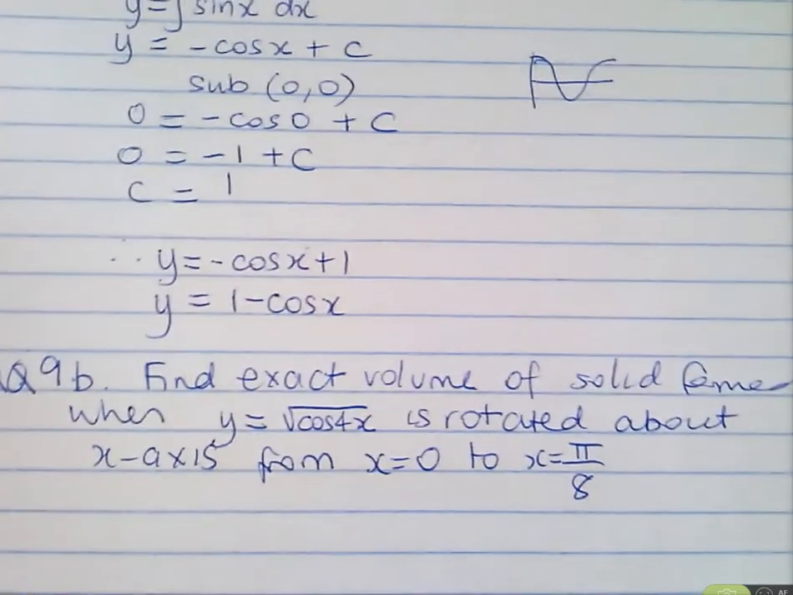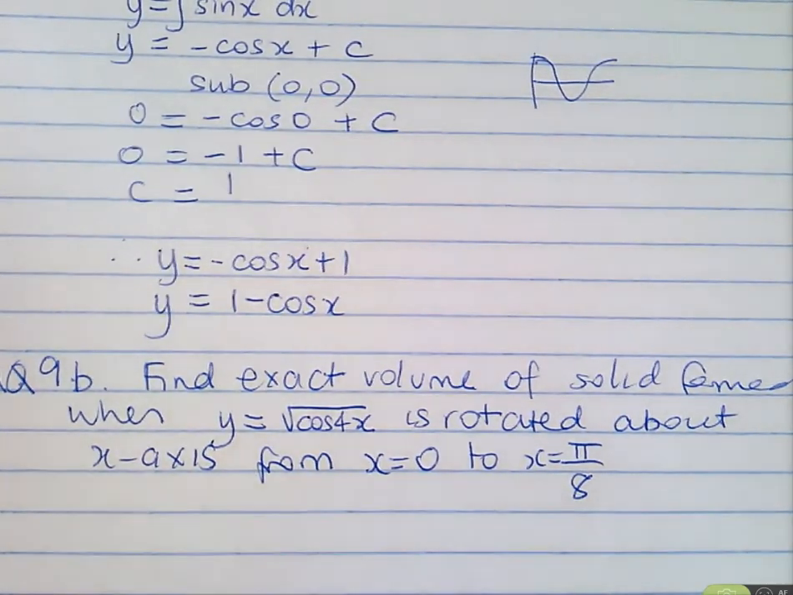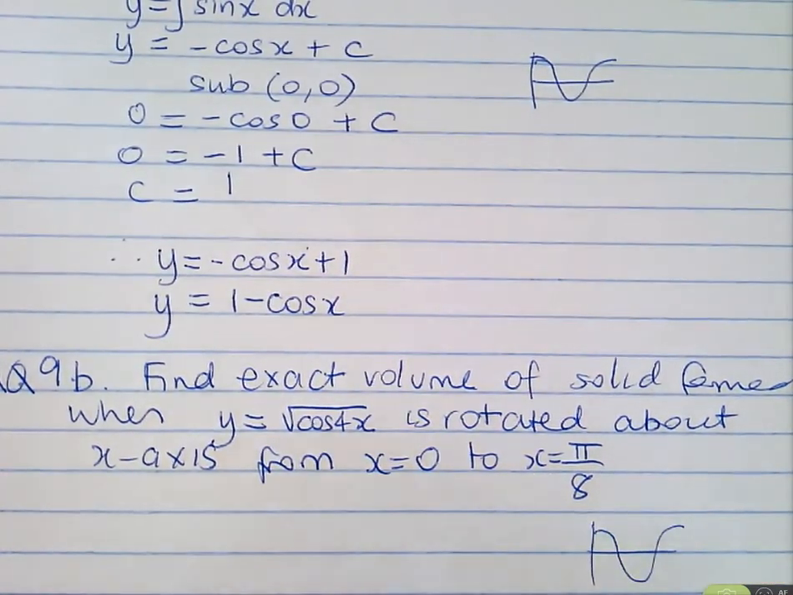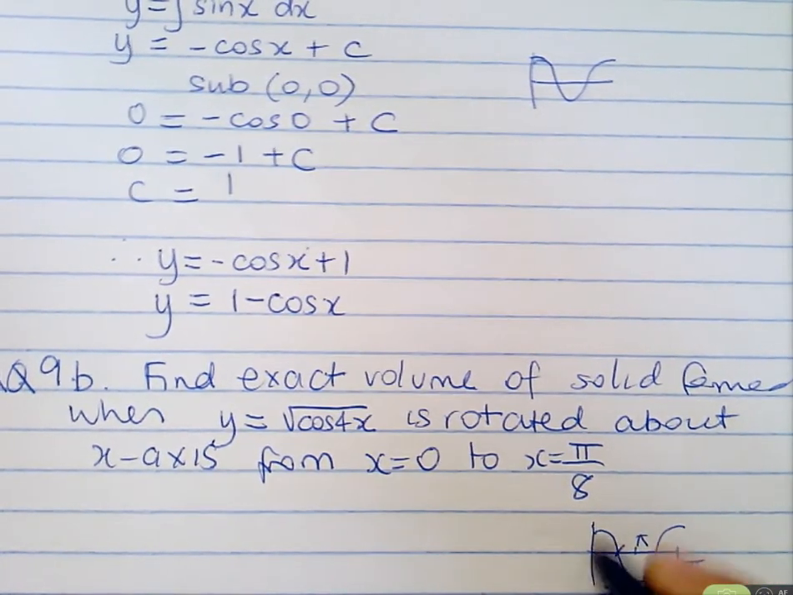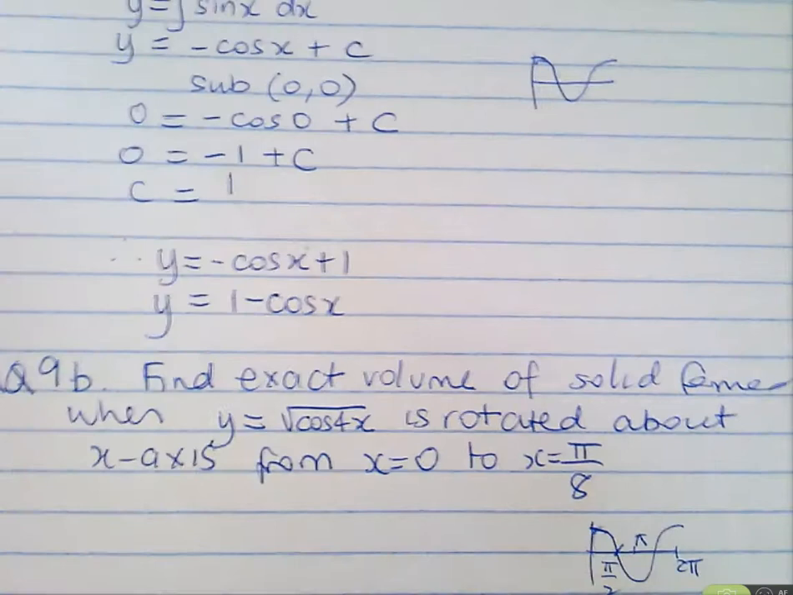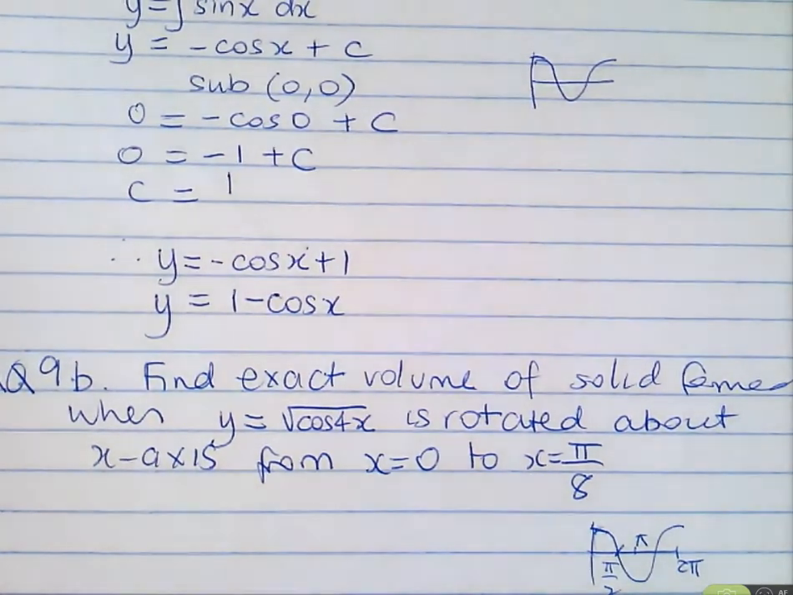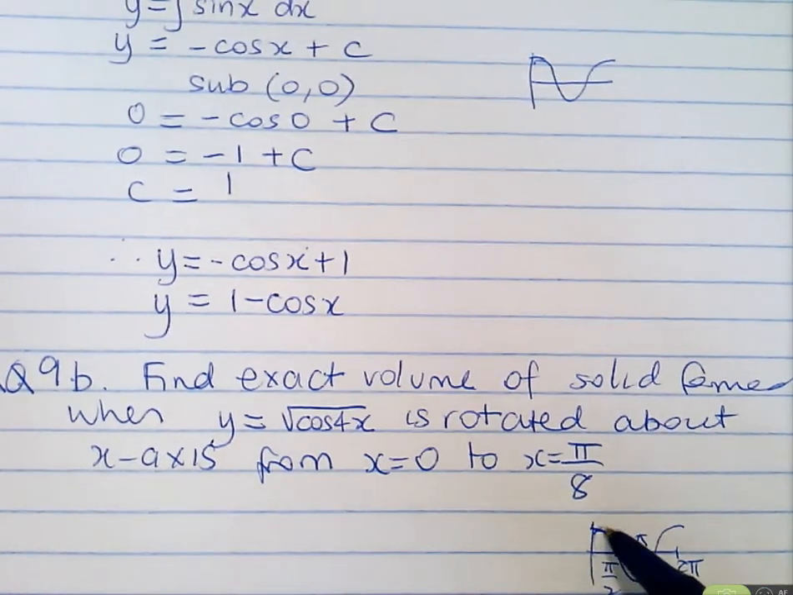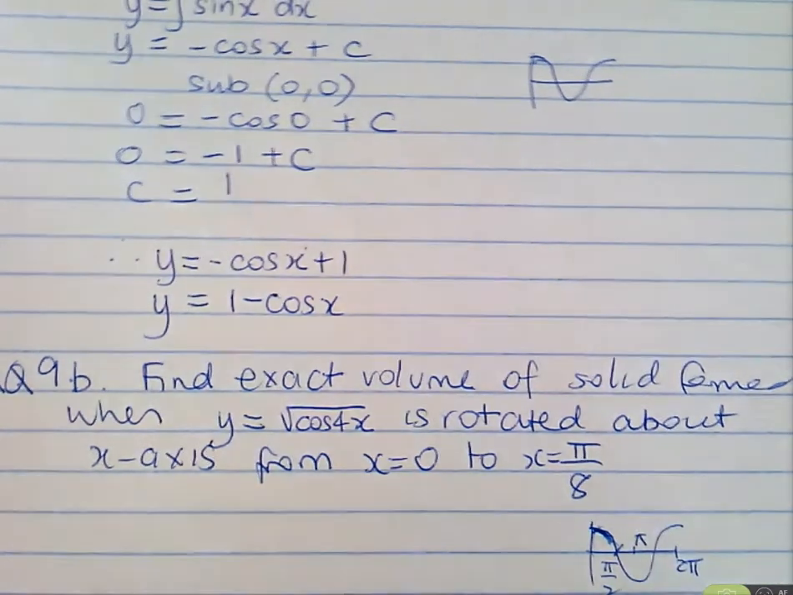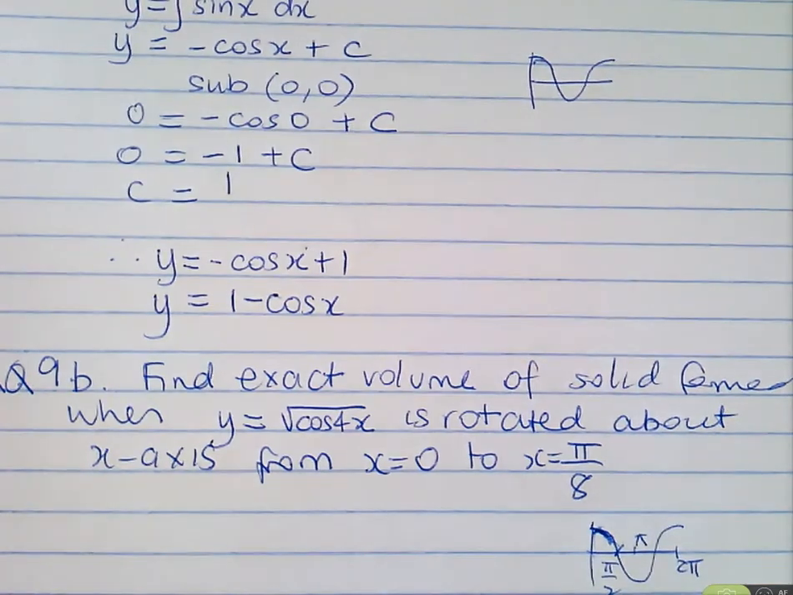Okay. Question 9b, find the exact volume of the solid formed when y equals the square root of cos 4x is rotated about the x-axis from x is 0 to x is pi on 8. It's not too bad. The cos curve looks like that. The pi on 8 business is all in here. And if you square root positives, your answer is positive. In other words, you don't really need to know. The curve's going to look similar to that, and it's going to be positive up here somewhere. It doesn't matter.